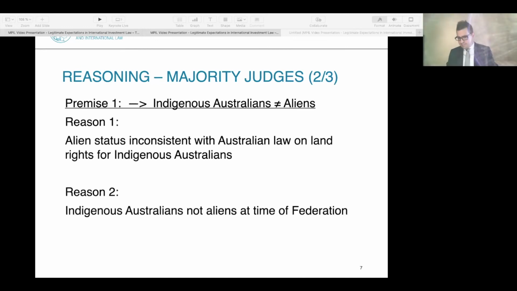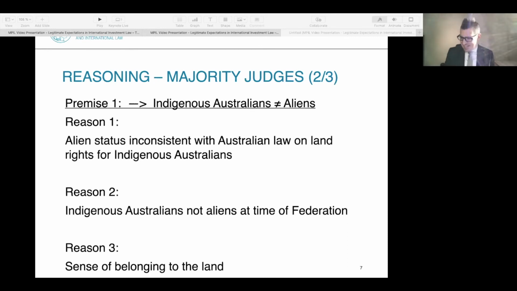Reason number two is this: some of the judges looked at the debates for the drafting of the Australian Constitution, and it's quite an enlightening read, actually. Sometimes I have to pause and think how incredibly racist they were. They spoke very openly about the issue of race, and one thing that does come through in the debates is that an Indigenous Australian cannot be an alien under the Australian Constitution. So that's a little bit more of an originalist approach to the issue.